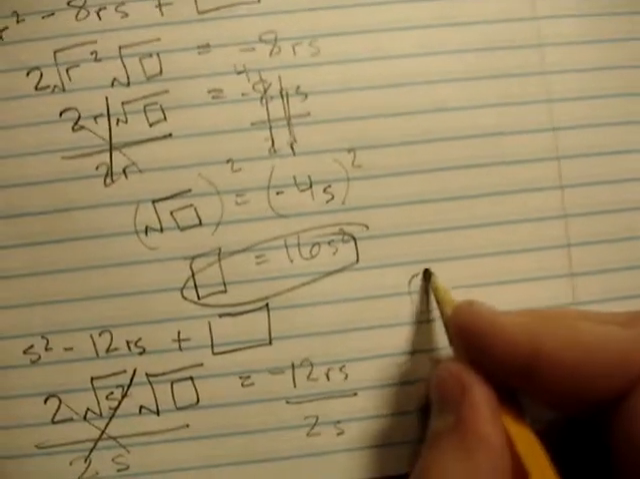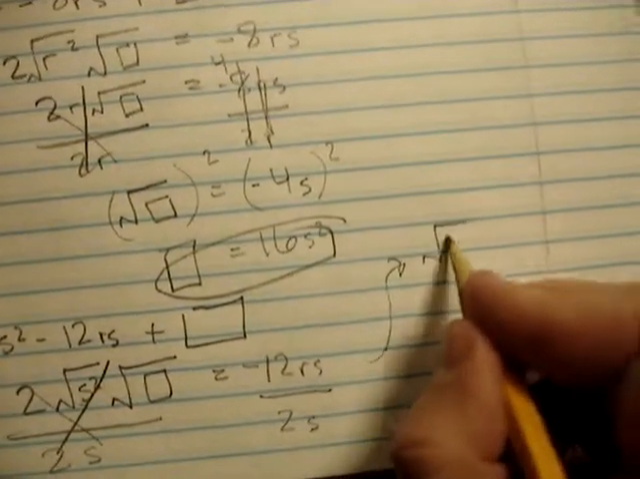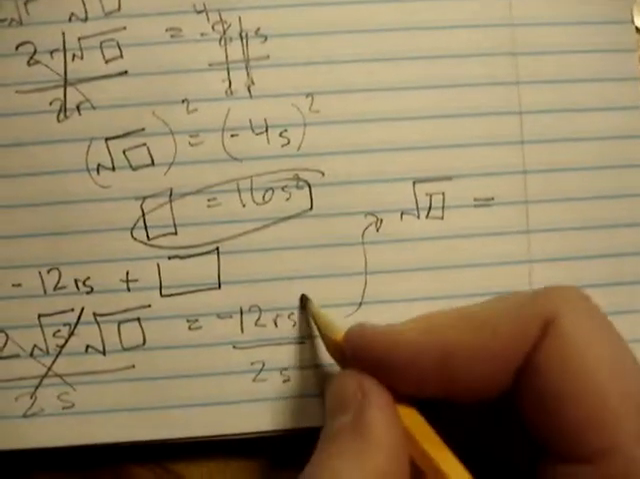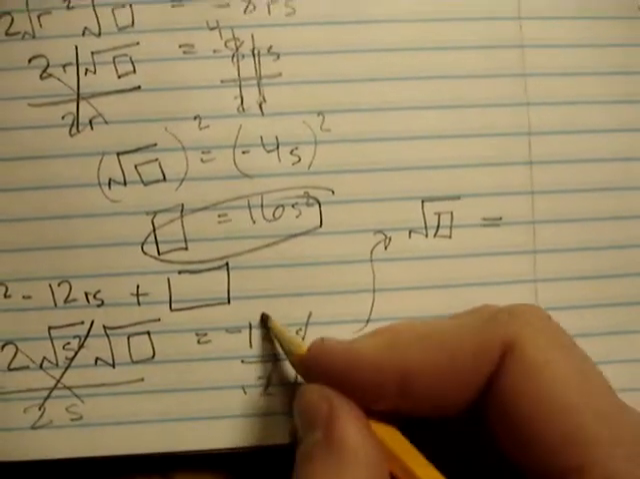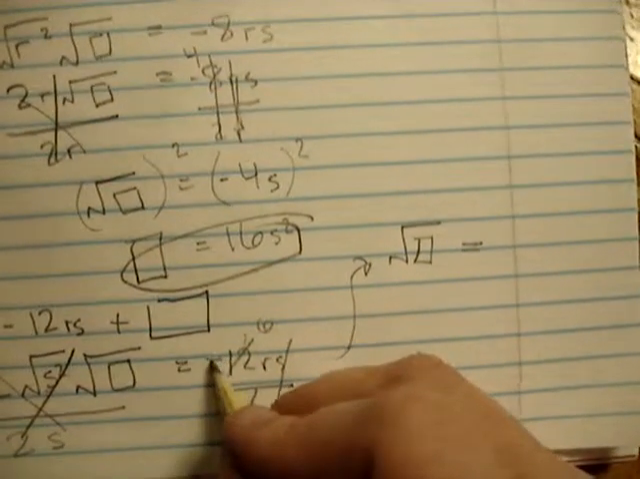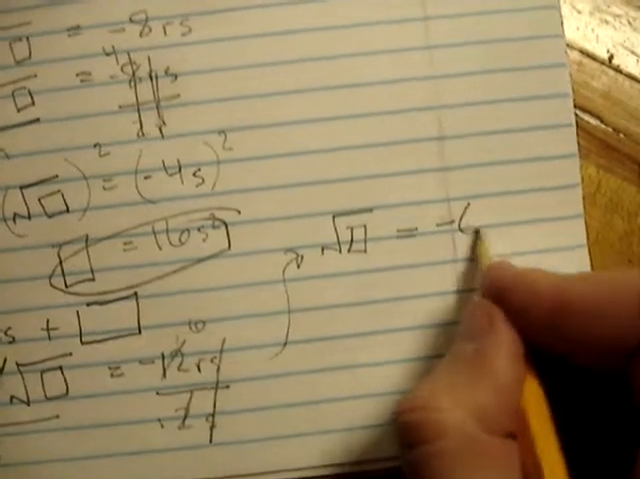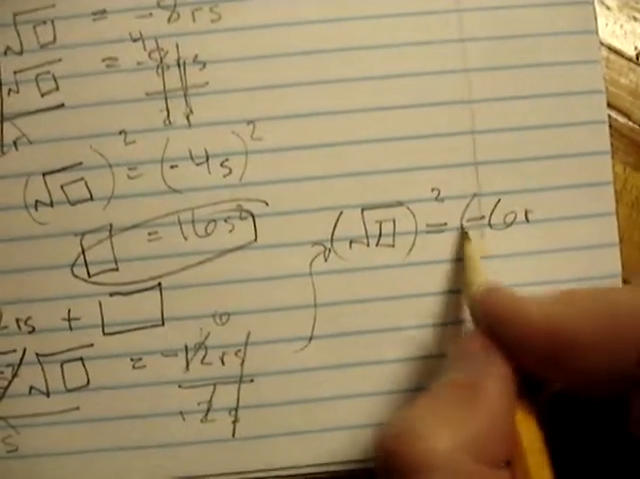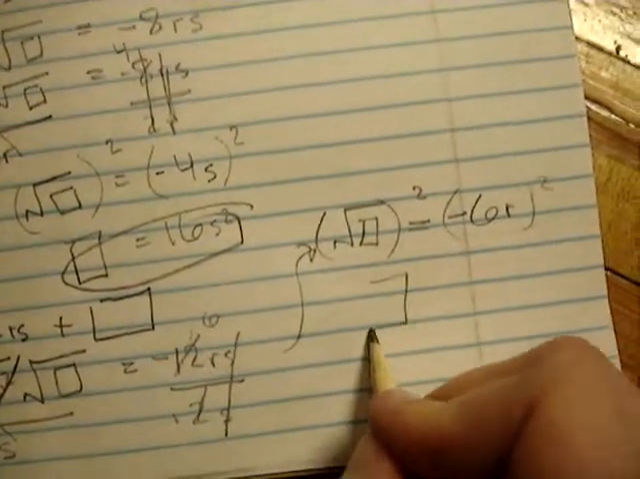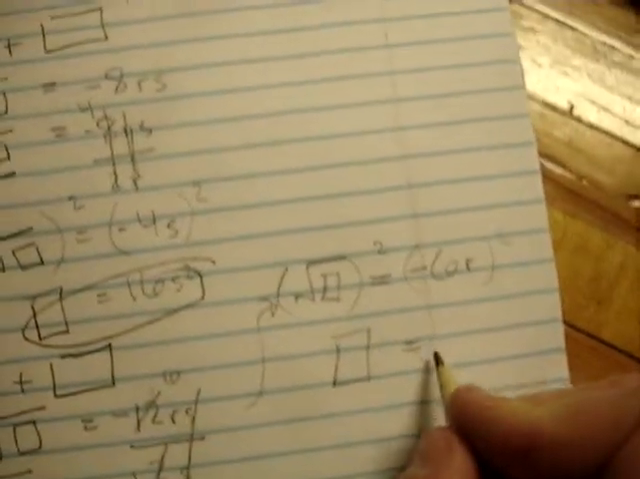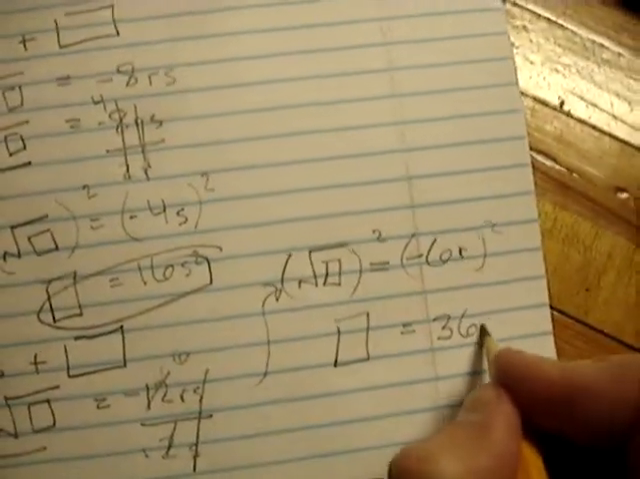And let's just continue up here. The square root of the box equals, see, our s's canceled. 2 can go into 2 one time, it can go into 12 6 times. Let's not forget that negative. Negative 6r. But let's square both sides to get just the box. Box equals 36r squared. So that's our answer.